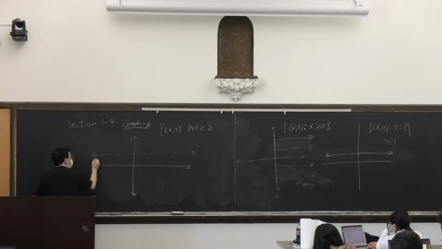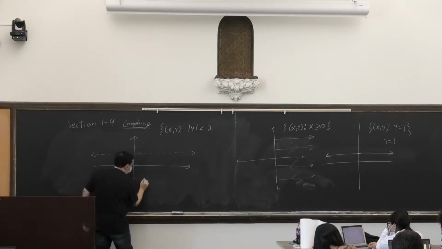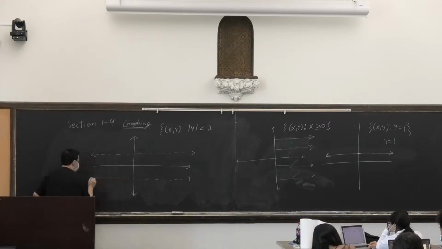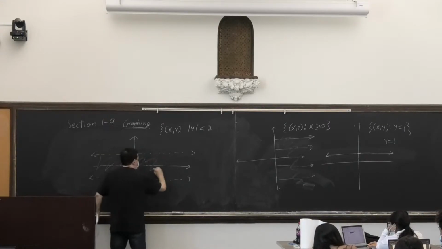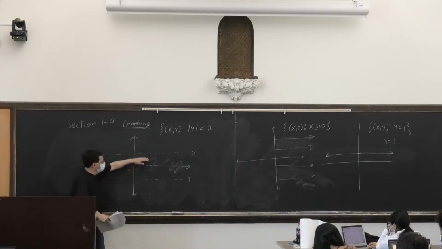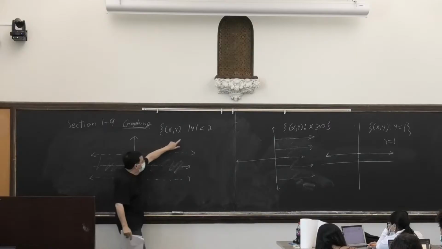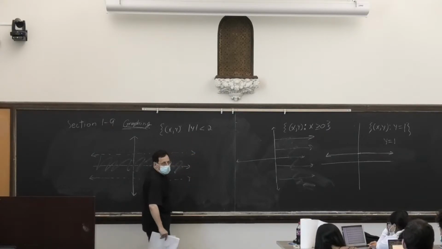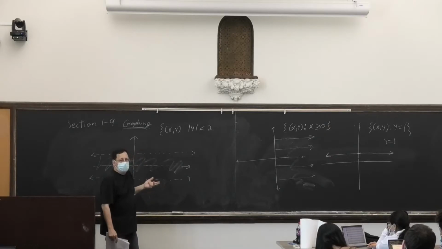Again, this is a typical convention. And then you kind of shade in these points inside here. The convention of using a dotted line reflects the fact that 2 is not on the line, right? Everything up to 2.